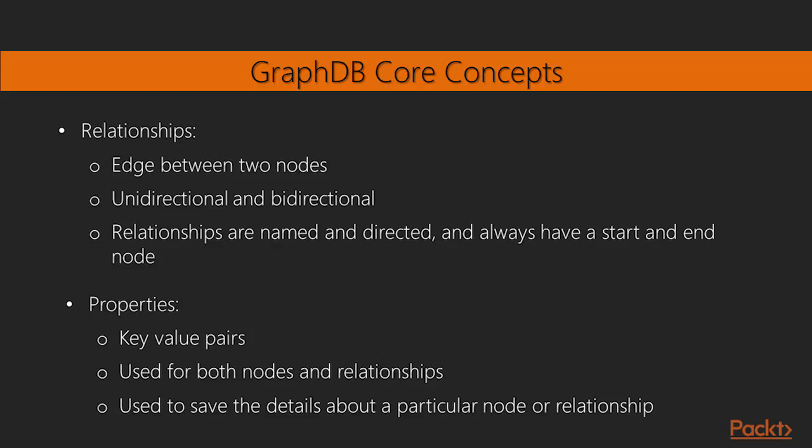Properties. Properties are the key value pairs. Properties can be used for both nodes and relationships. They are used to say the details about a particular node or relationship. In the example, the person node has properties of name and age. These properties are used to distinguish different nodes. The relation has watched also has the properties of date and rating.